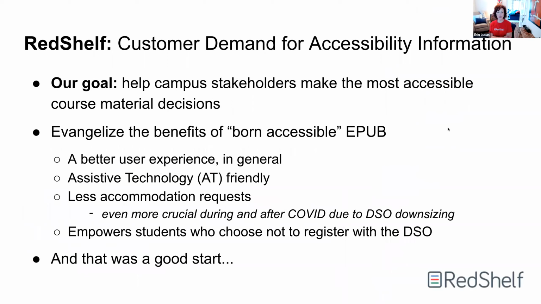I certainly can. So just backing up a little bit, our goal has always been to help campus stakeholders make the most accessible decisions when it comes to course materials. So we really started evangelizing the benefits of that whole idea of born accessible and EPUB, right? Better user experience in general, more assistive technology friendly, fewer accommodation requests, like Rachel was saying. So even pre-metadata, we started to see fewer requests for accommodations as more and more publishers got on board with creating EPUB. And this becomes even more crucial now because so many DSOs have been downsized and they're doing the work of multiple people now post-COVID.